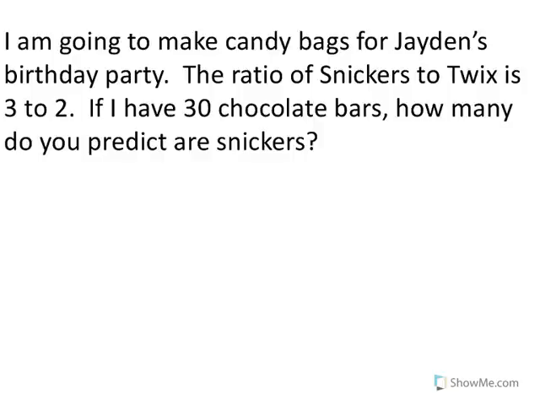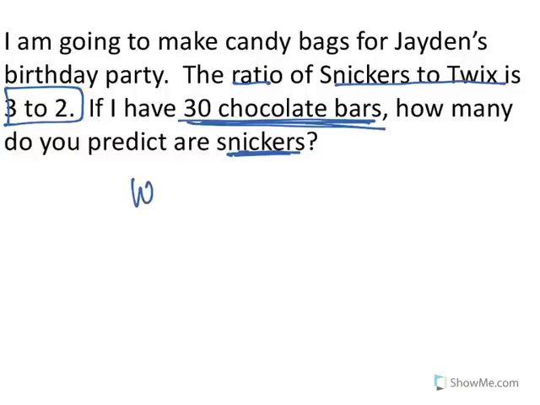The question here says, I'm going to make candy bags for Jaden's birthday party. The ratio of Snickers to Twix is 3 to 2. If I have 30 chocolate bars, how many do you predict are Snickers? Let's go back to the question. The question says, if I have 30 chocolate bars, that's my total. If I have 30 total chocolate bars, how many do you predict are Snickers?